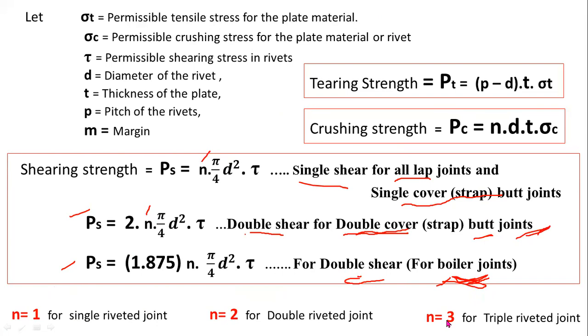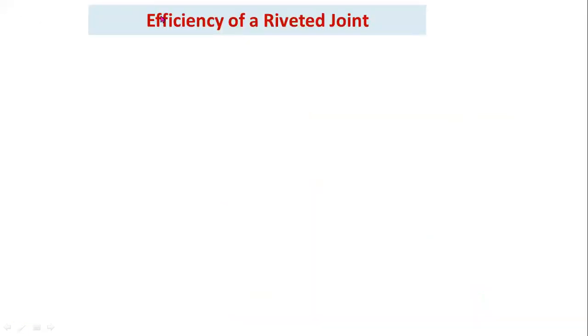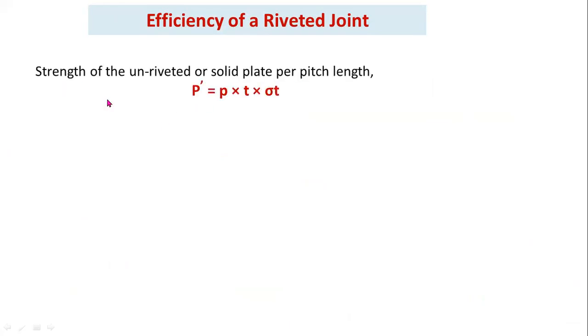So N equal 1 for single riveted joint, N equal 2 for double riveted joint, N equal 3 for triple riveted joints. These all are the important formulas used in the design of longitudinal joint. For determining the efficiency of the joint, you have to use the following formula.